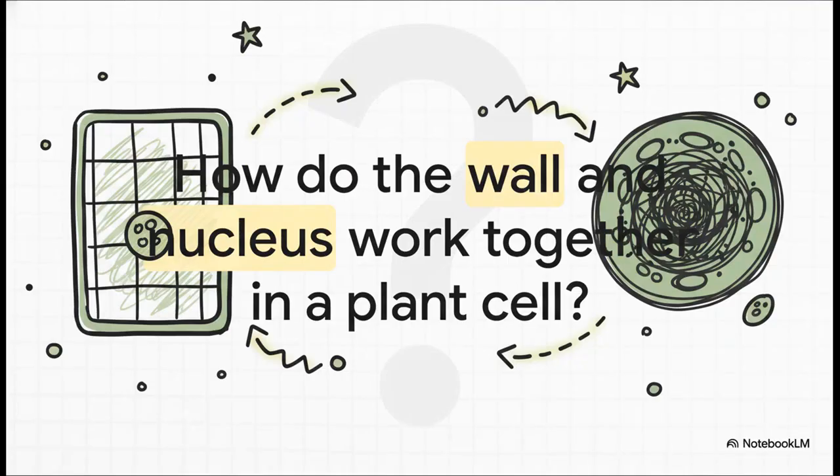So, I will leave you with this question to think about. How do these two very different components, a simple, strong outer wall and a complex, intelligent inner core, work together to define the unique life of a plant cell?